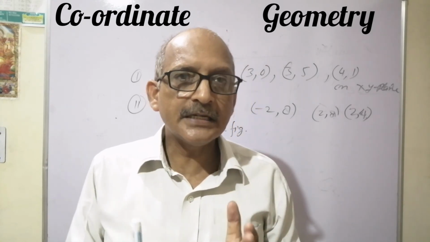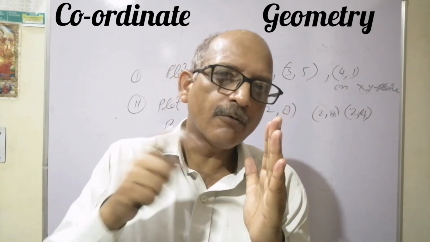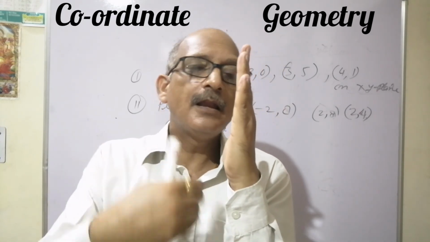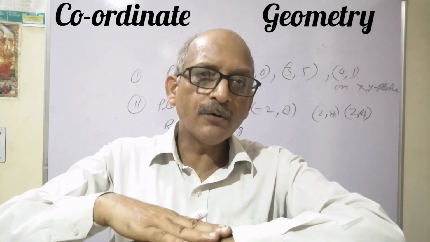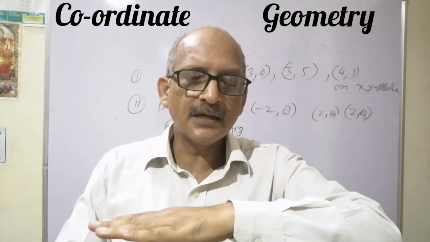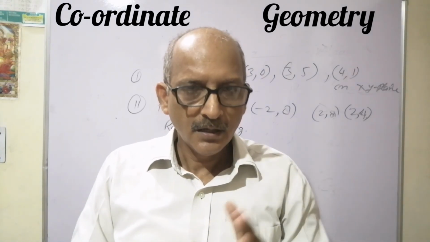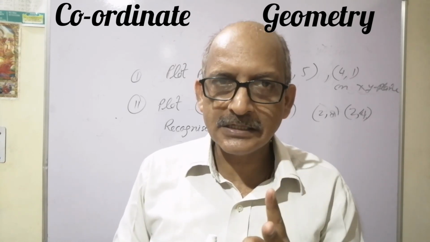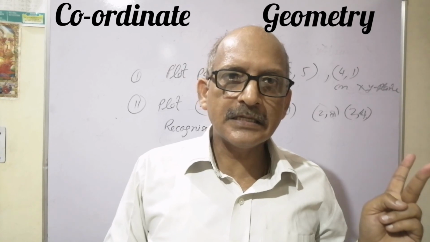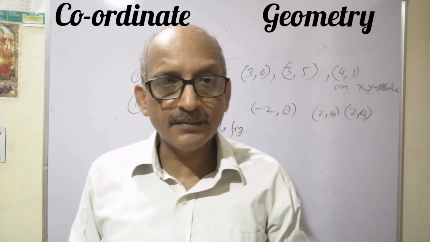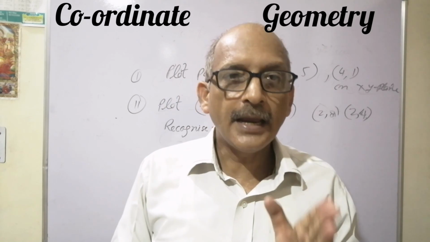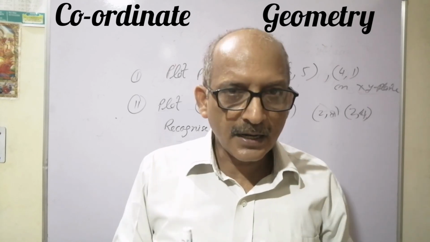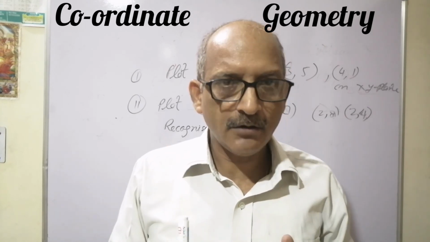Next, on the x-axis y is 0, on the y-axis x is 0. To the right of the vertical line x is positive, to the left of the vertical line x is negative. Above the horizontal line y is positive, below the horizontal line y is negative. With this we can say the first quadrant contains both positive, in the second quadrant x is negative and y is positive, in the third quadrant both are negative, and in the fourth quadrant x is positive and y is negative. This will help you a lot to find the address of a point, or you can say the coordinate of a point on the Cartesian plane.